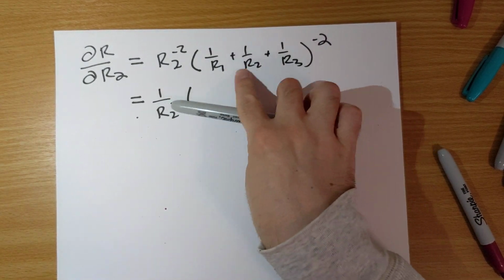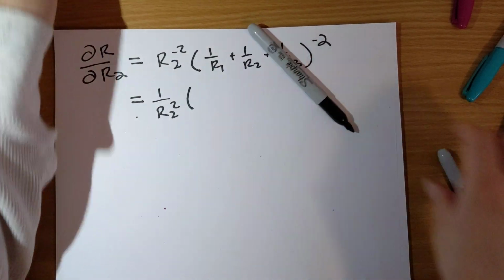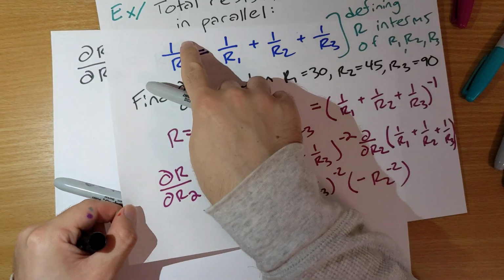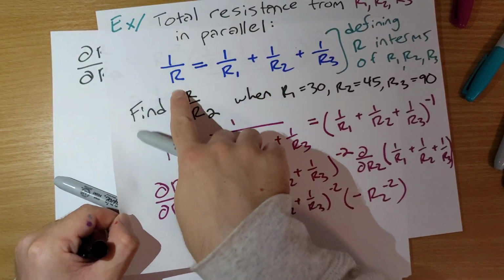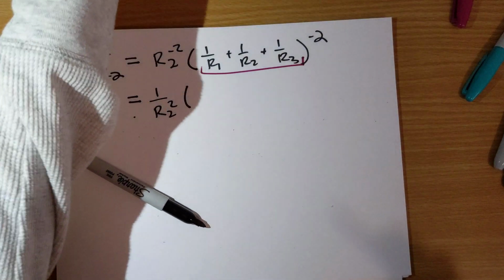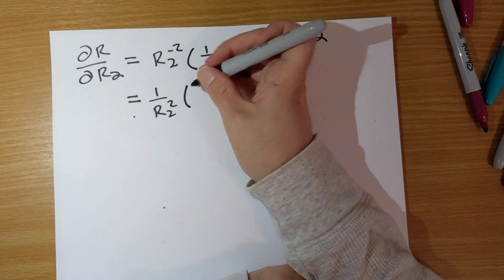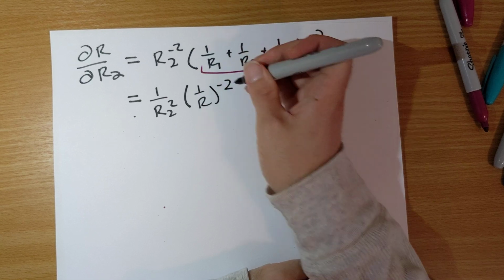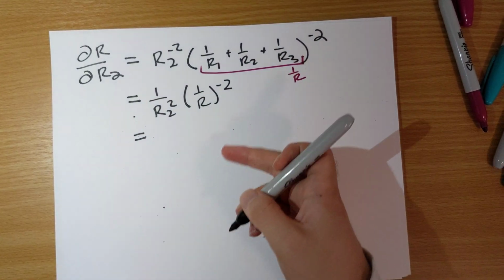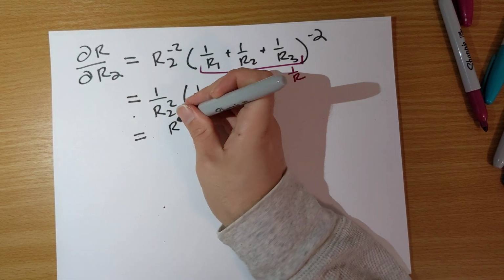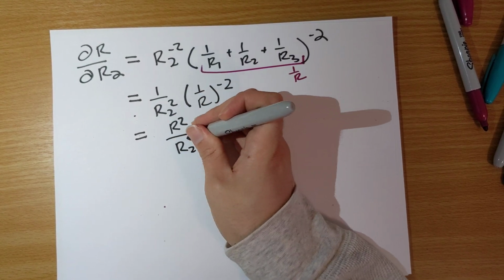And realize that this whole thing, this was 1 over R. This is what we were originally given. So a more succinct way to write this is 1 over R to the negative second power. And so a really succinct way, 1 over R to the negative second power is just R squared over R2 squared.